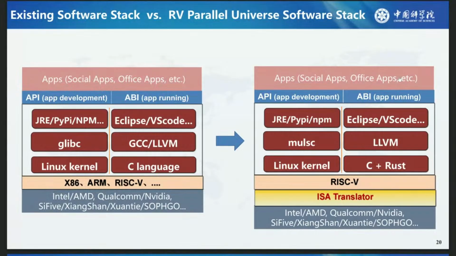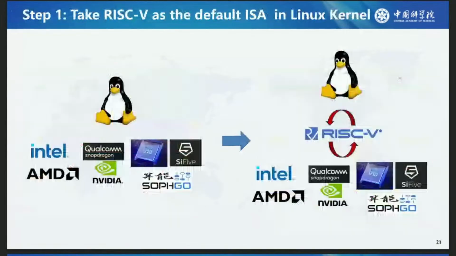So first, 1, 2, 3. First, we try to make the Linux kernel, and actually we choose the Linux kernel, and we modify some code to make RISC-V the default ISA.